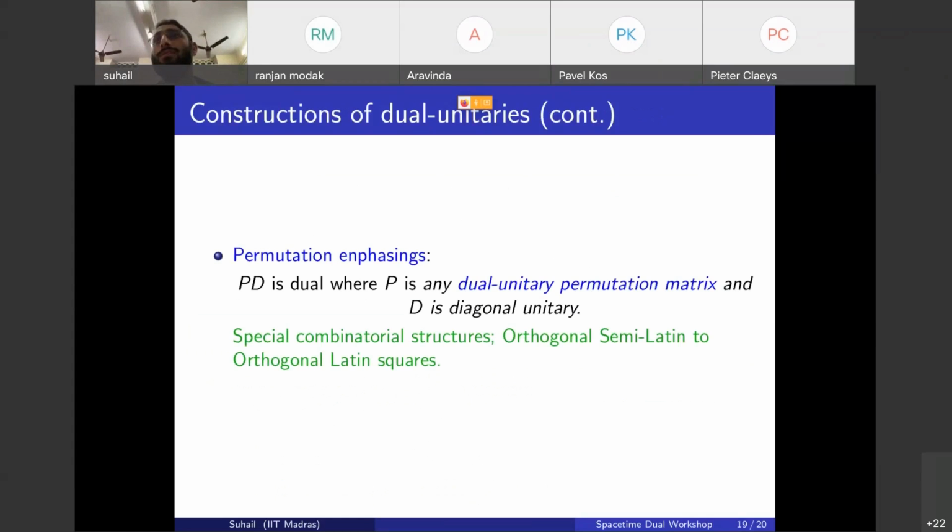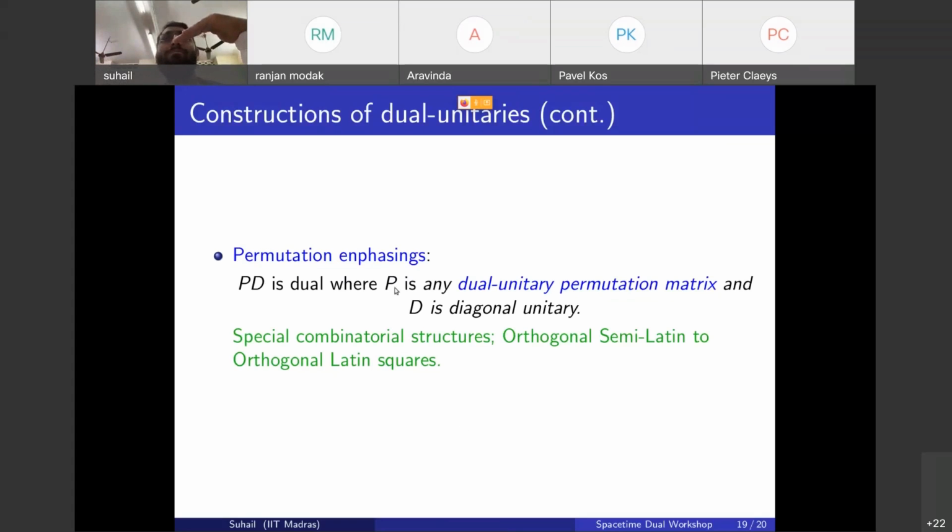So what we first thought is, why only take swap times diagonal? Why not take a dual unitary permutation? You can easily construct them, as we have explained in the paper. Also, there's a particular combinatorial structure underlying these dual unitary permutations. By the way, as Carol was also emphasizing yesterday, two unitaries have a combinatorial structure of orthogonal Latin squares. These will have orthogonal semi-Latin structure, because they are less constrained than two unitaries.